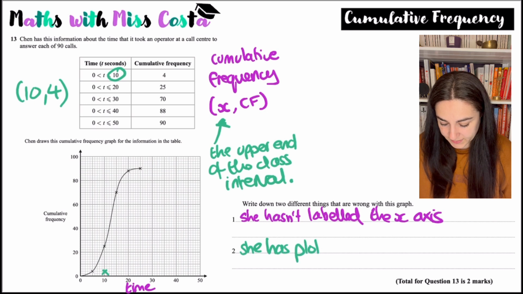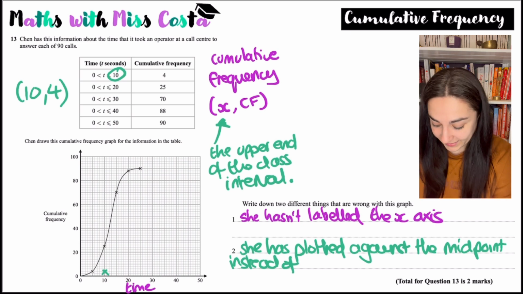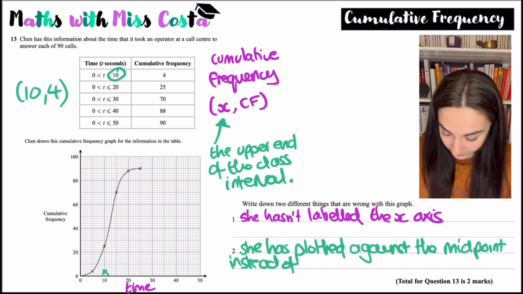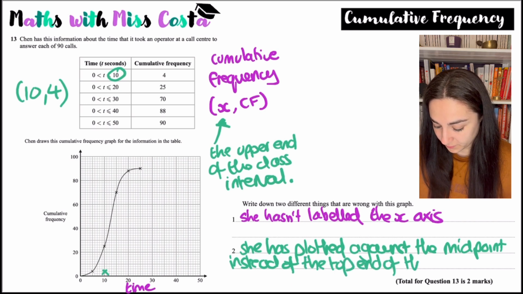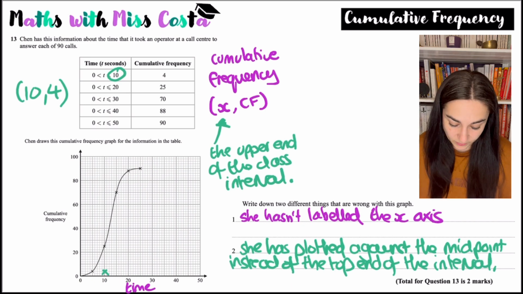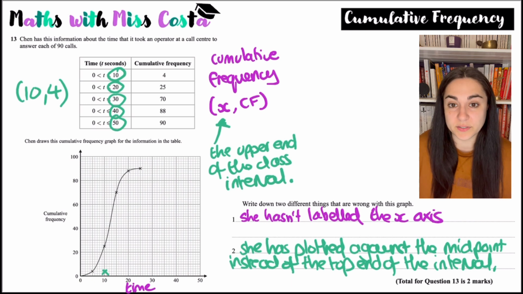What has she done? She has plotted against the midpoint instead of the upper class interval, or the top end. Okay, so instead of the top end of the interval. You always, when you're doing a cumulative frequency graph, always use the highest value as your x coordinate.